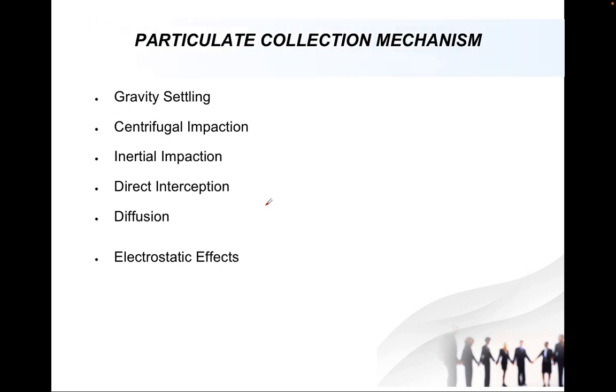Now we can also use different mechanisms, that is gravity settling, centrifugal impaction, inertial impaction, direct interception, diffusion, and electrostatic. So these are different methods which are used to reduce or to control the particulate matter present in the flue gases.